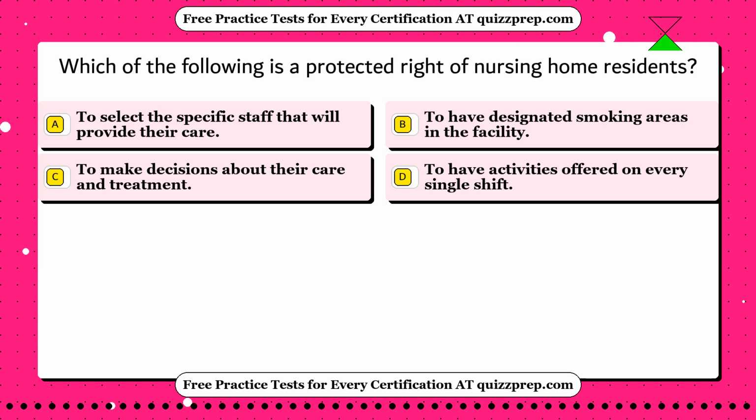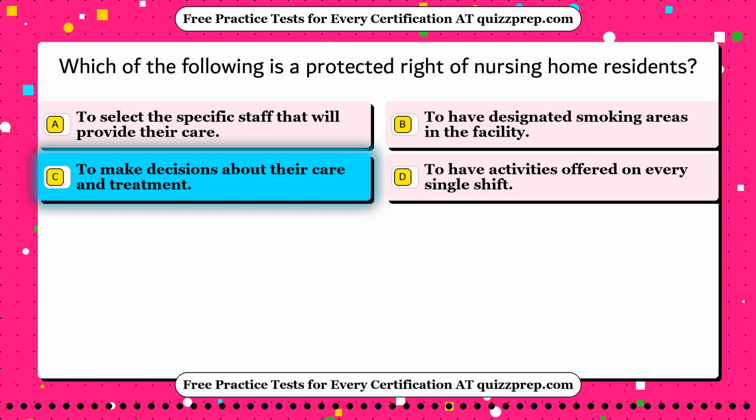Question 38. Which of the following is a protected right of nursing home residents? Option A. To select the specific staff that will provide their care. Option B. To have designated smoking areas in the facility. Option C. To make decisions about their care and treatment. Option D. To have activities offered on every single shift.